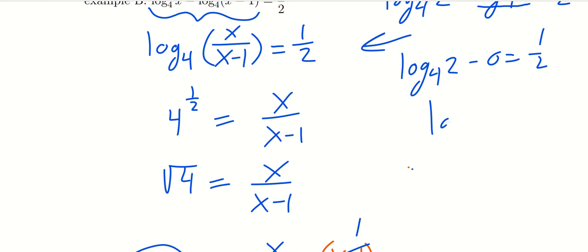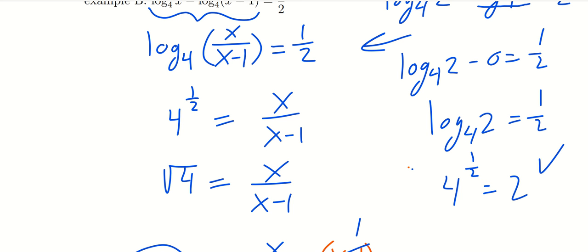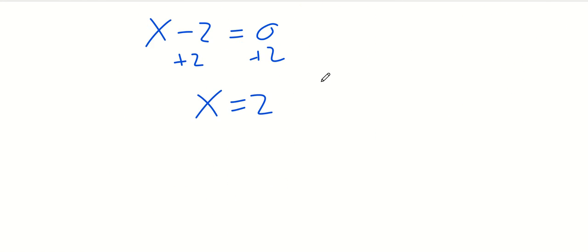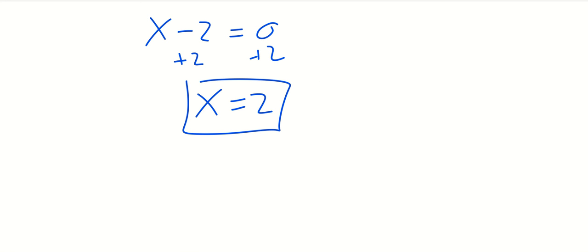So this is simply log base 4 of 2 equals a half. And to check whether or not that makes sense, rewrite it as an exponential statement, and that will check out. 4 to the 1/2 power is the same thing as the square root of 4, and we do know that that is 2. So our solution did check out. x equals 2 works.